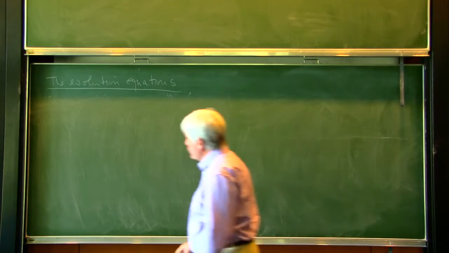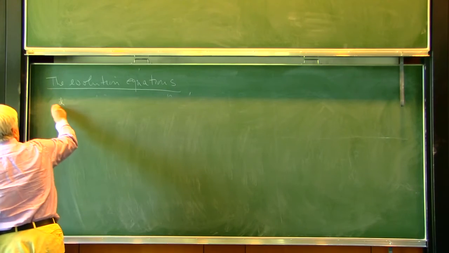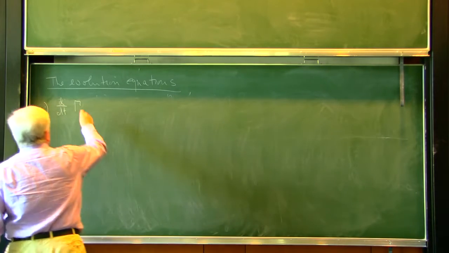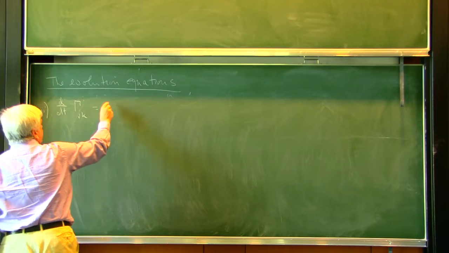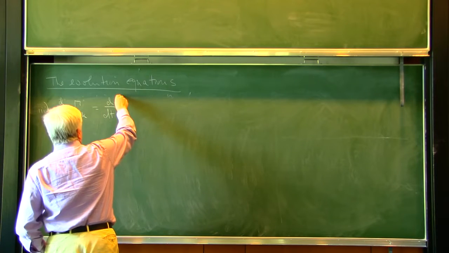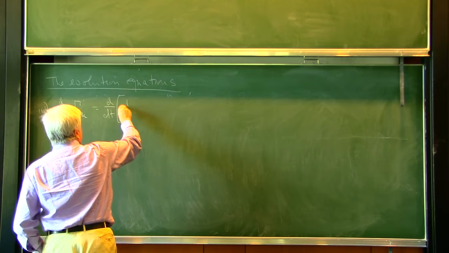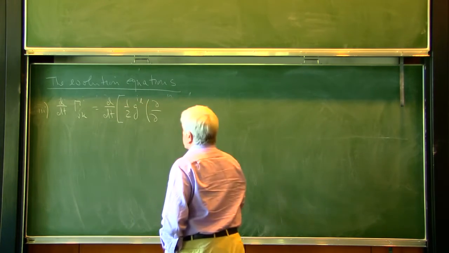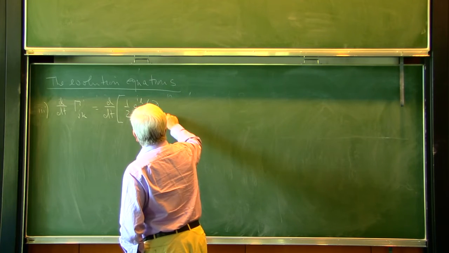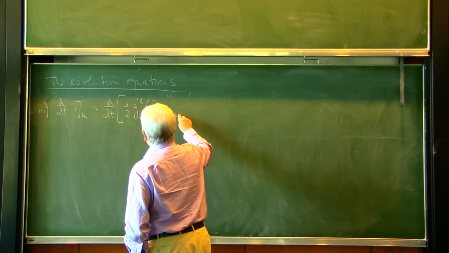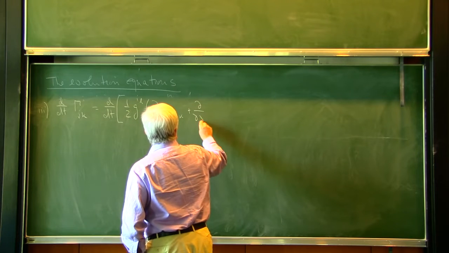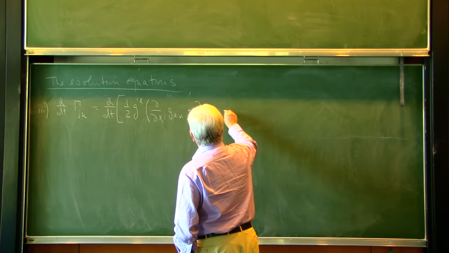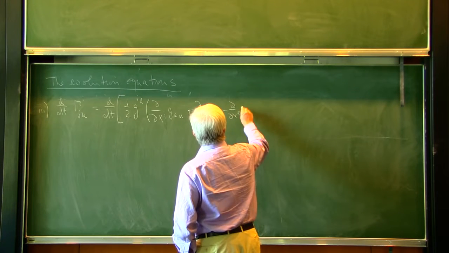So, as you know, the Christoffel symbols, this is number 3, are given by (1/2) g^{il} times the coordinate derivatives ∂/∂x^j g_lk plus ∂/∂x^k times g_lj minus ∂/∂x^l of g_jk.